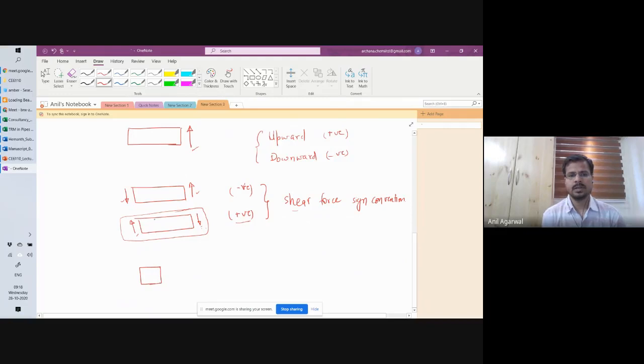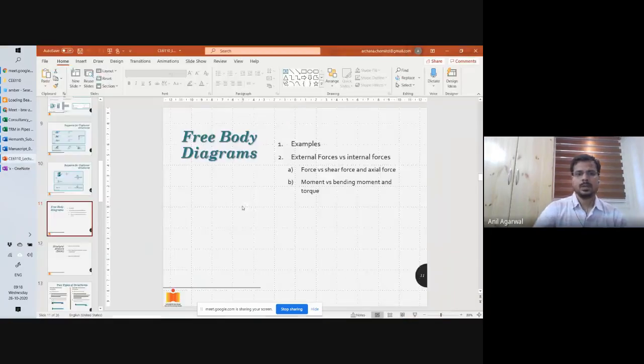Okay. So if I take a small strip here, then on that strip, maybe this force could be an external force. Okay. But then from this side also there is an external force. So if you're talking about this force all by itself, then you will say sign convention will be upward positive, downward negative. But if you're looking at this combination, then you will say this positive, this negative. Okay.